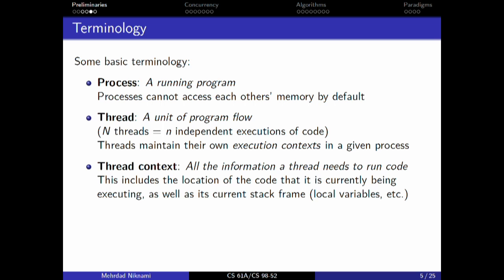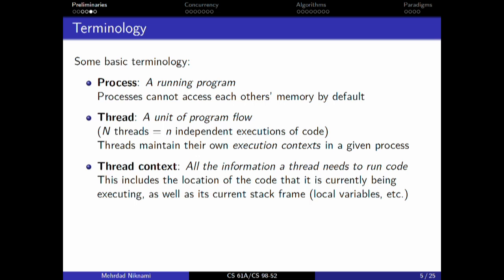Now, thread context, as I just explained, includes all the information that the thread needs in order to run code. So it includes the location of the code that it's currently executing, which keeps increasing or jumping somewhere else, as well as the current frame in which it's at, and all the local variables. Okay? Questions on this so far? What these mean?